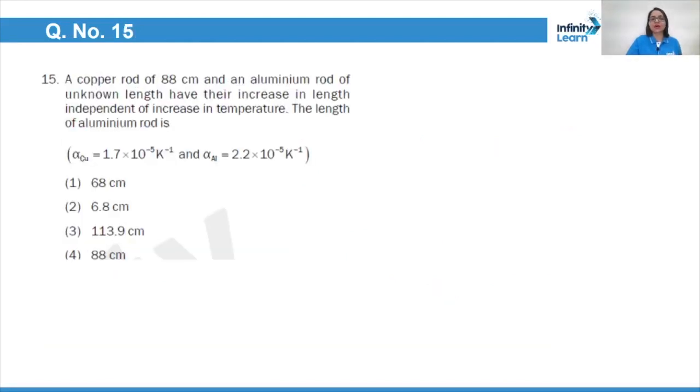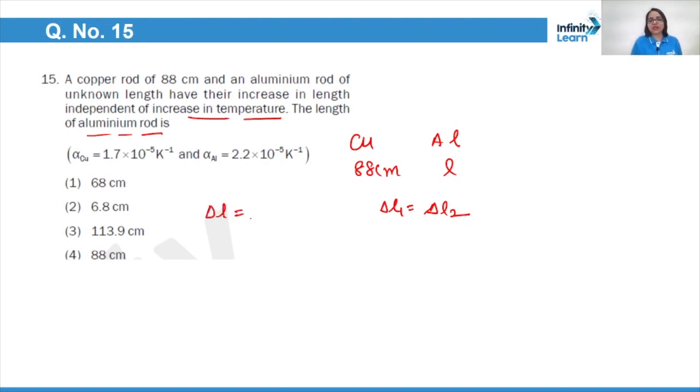Question number 15. A copper rod of 88 centimeter and aluminum rod of unknown length L have their increase in length independent of increase in temperature. The length of aluminum rod is. So technically delta L1 is equal to delta L2 because increase in length is independent of increase in temperature. What is change in length due to increase in temperature? It is L naught alpha delta T, where delta T is change in temperature. Alpha is the coefficient of linear expansion, right?